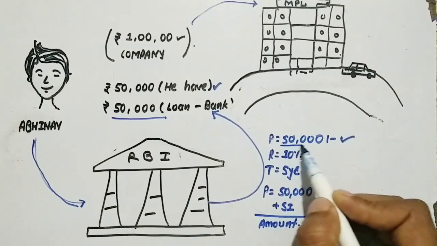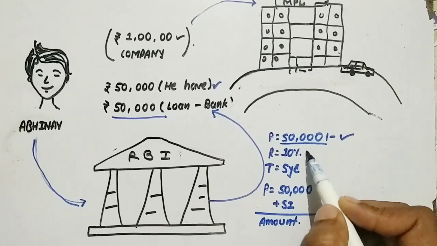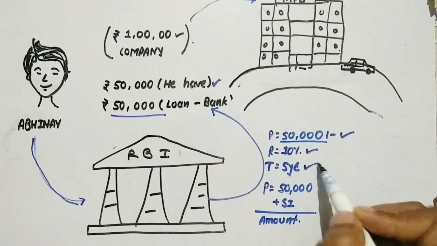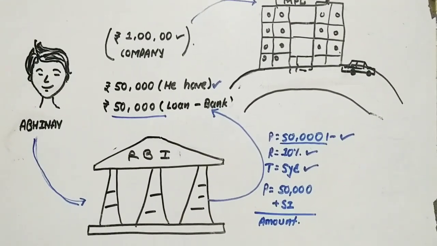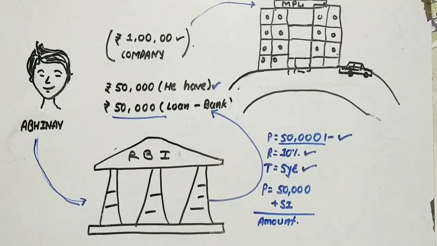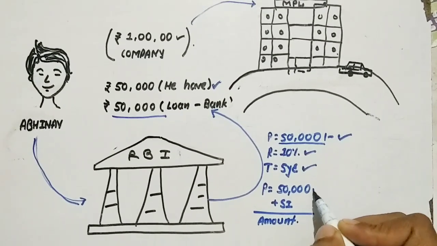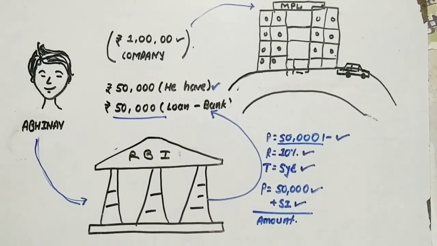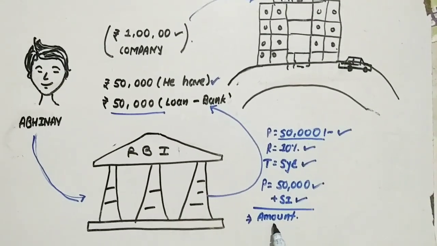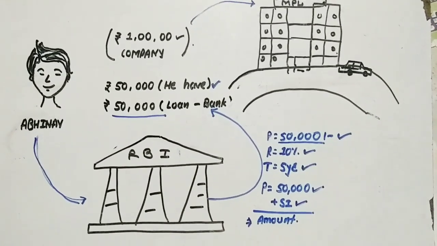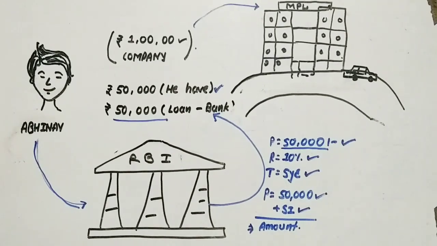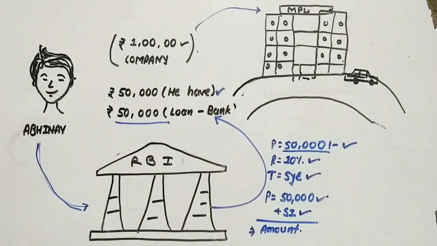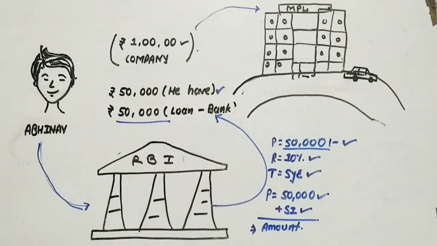So principal 50,000, rate of interest 10% for 5 years, and RBI said after the end of 5 years you will return principal and simple interest for 5 years. Then we will say that is the amount after the complete year term, that is the amount value, right.